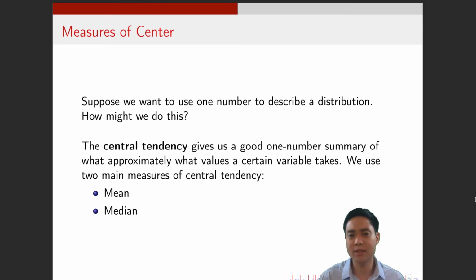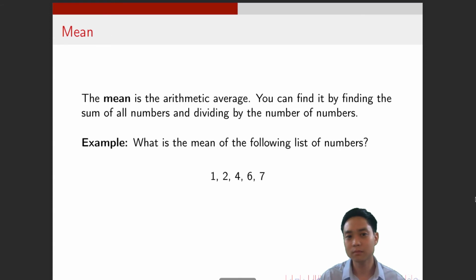So we're able to get an idea of the shape of a distribution just by looking at these graphs. But what if we had to use one number to describe a distribution? This is what the measure of center, the measure of central tendency, is trying to get at. The idea is that we want a one number summary that approximates what that variable is. We usually use two main methods for summarizing the center: the mean and the median. The mean is just the arithmetic average, which a lot of you are probably familiar with. You add up all the numbers and then divide by the number of numbers.